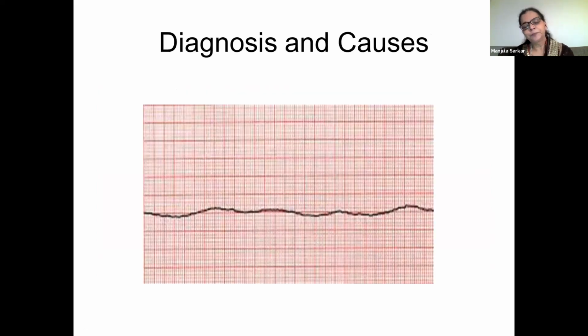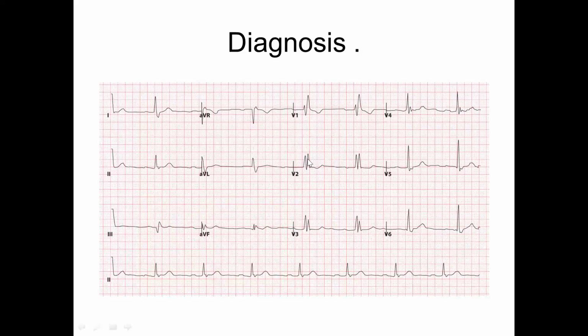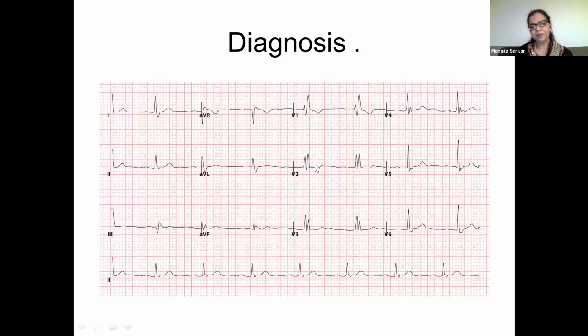Now what is this? This is asystole. No complex at all, right? Now what about this? Sinus bradycardia with idioventricular rhythm. What is this? RBBB pattern, RSR pattern. Correct. What are the causes of RBBB?